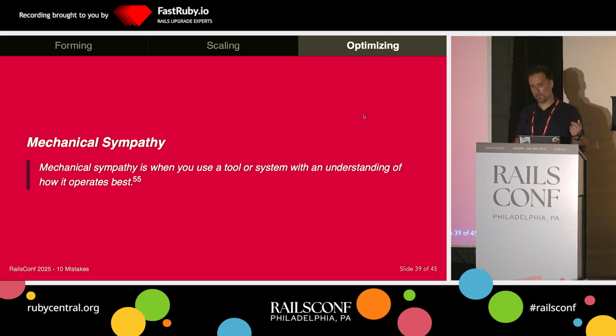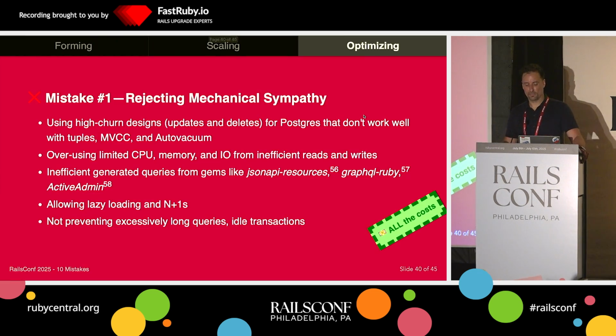But on the AWS Well-Architected blog, they used it to refer to different technology systems. In this case, we're going to look at it with a database in mind. So the mistake here would be rejecting mechanical sympathy, not learning how the database works, and then not being able to play to its strengths and do less of where it's not as good. In Postgres, using a lot of high churn designs, where there's a lot of updates and deletes as part of your core design, doesn't work as well with how tuples, MVCC, and autovacuum work.